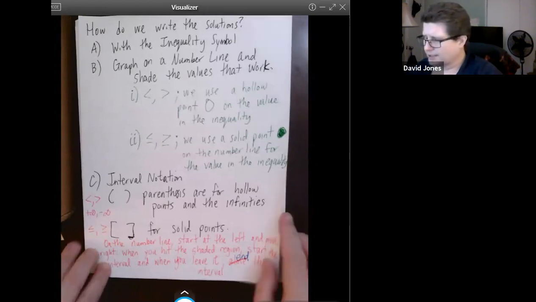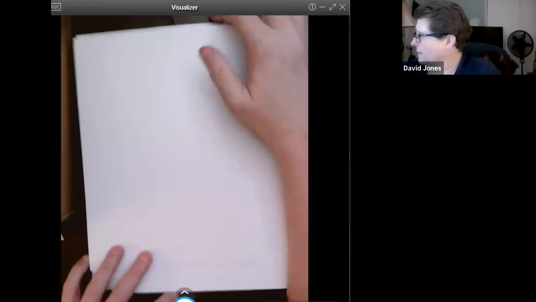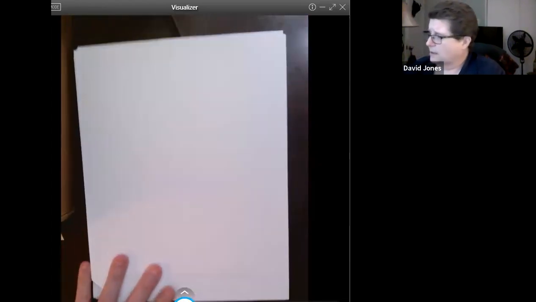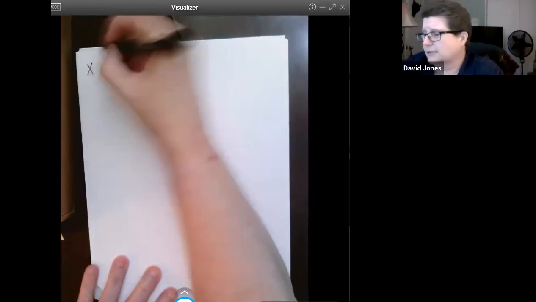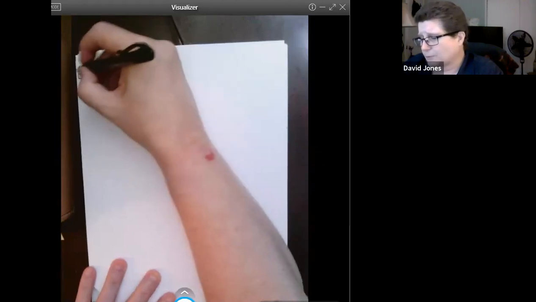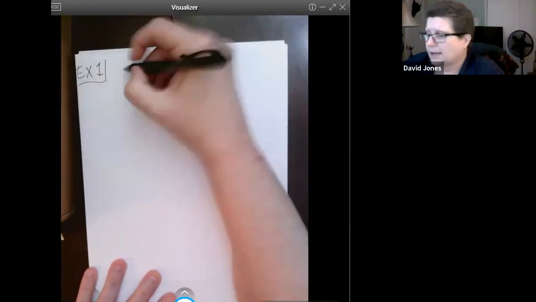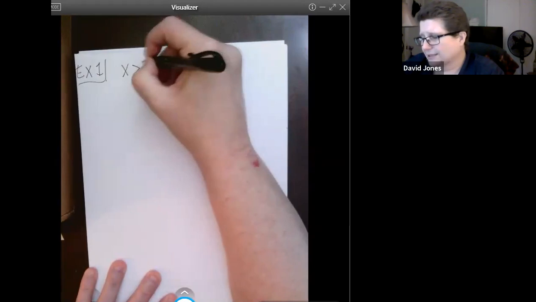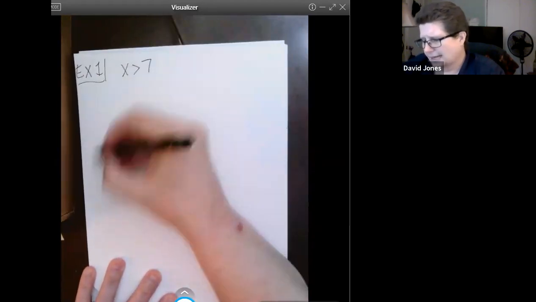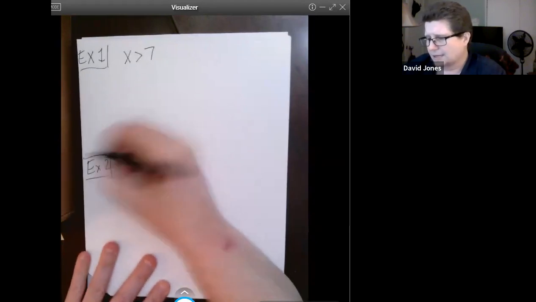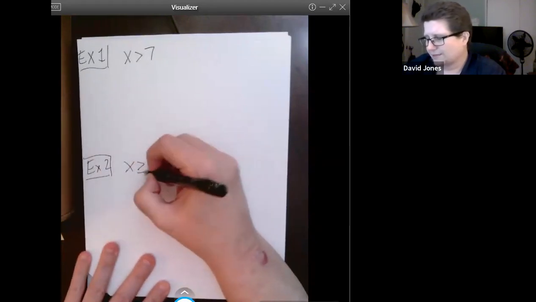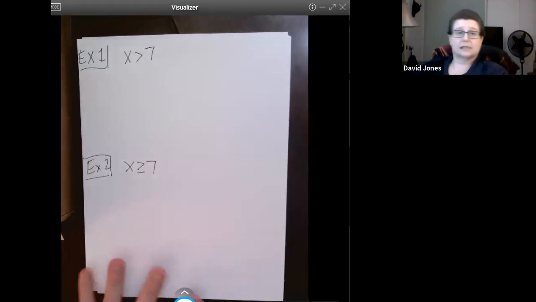All right, so let's take a look at it. Our first example, example 1: x is greater than 7. And example 2 is going to be x is greater than or equal to 7. Let's look at the two differences.